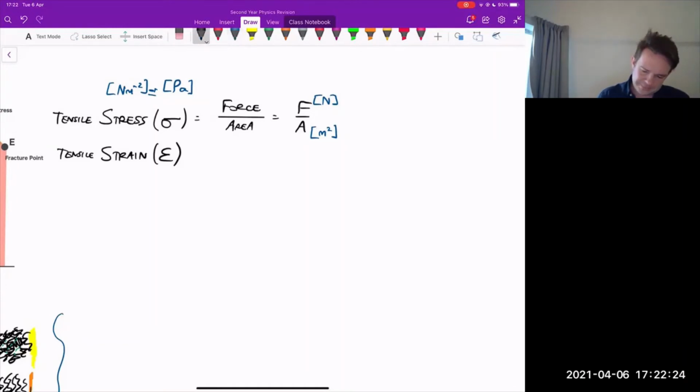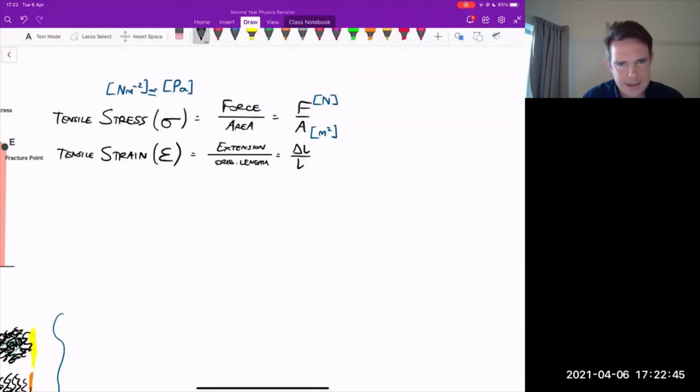The strain is the extension over the original length, which is delta L, the extension, over L. So the unit of strain is actually, well, it doesn't have a unit. It's dimensionless because we've got a length in meters over another length in meters. So no unit. It's a ratio.